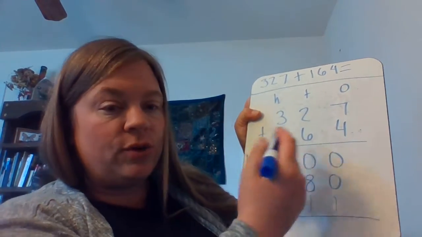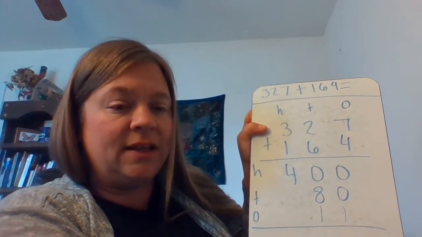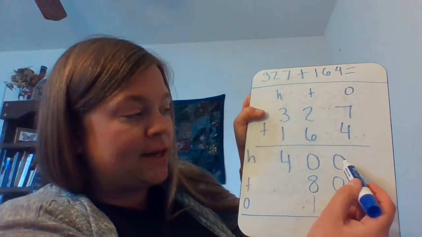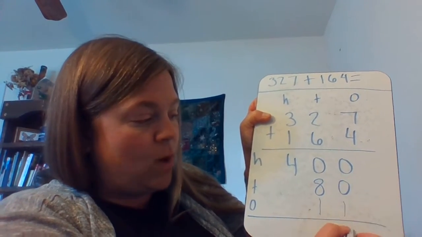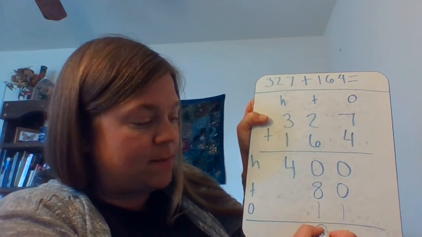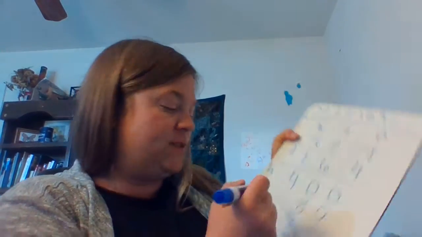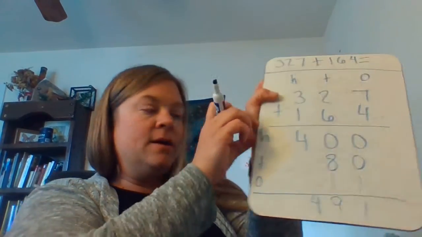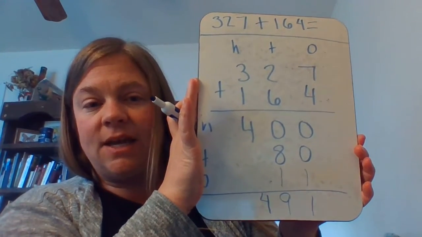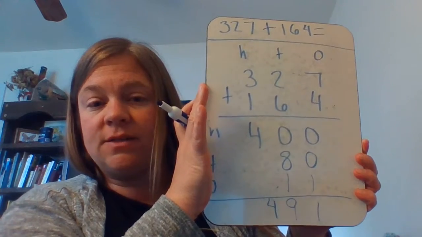So now I can go through and I can think about, well, I have 400, I have 80, and I have an 11, and now I need to put all of those together. So now I'm going to go 0 plus 1 gives me 1, 0 plus 8 plus 1 gives me 9, and 4 plus 0 gives me 4. So that gives me a total of 491. And that's one way that we can add 3-digit numbers.